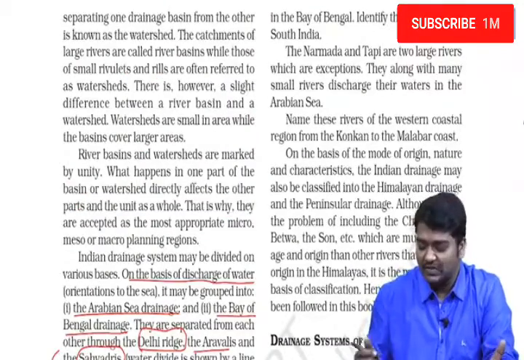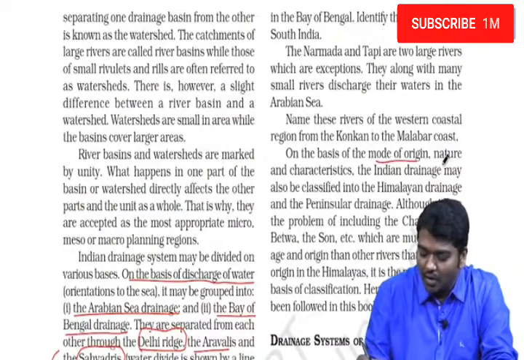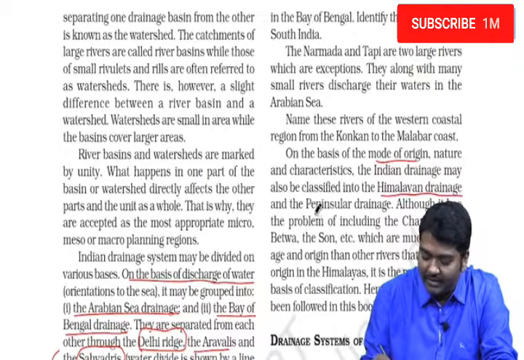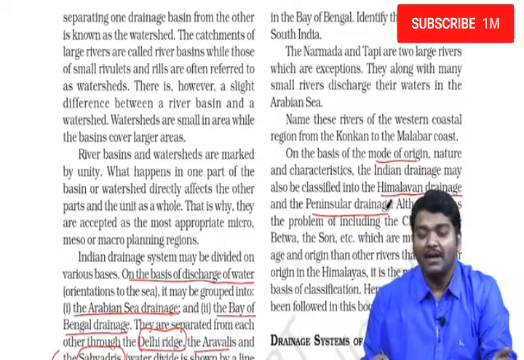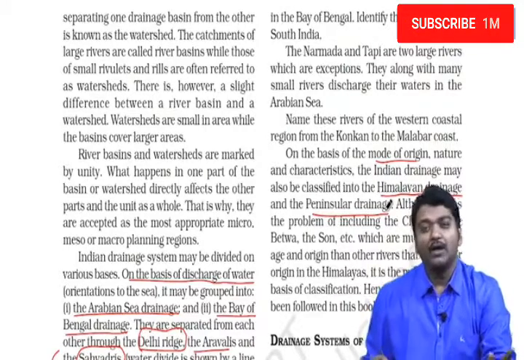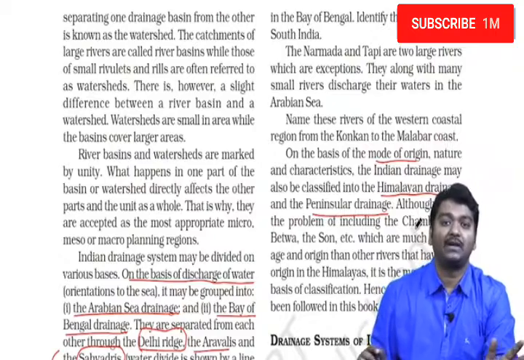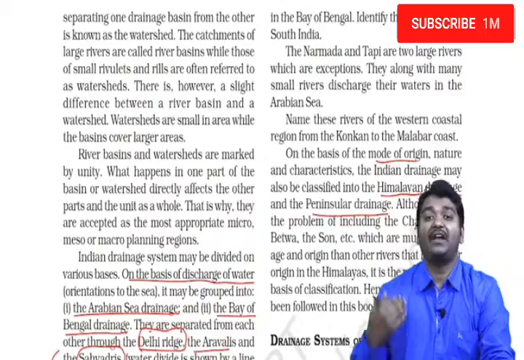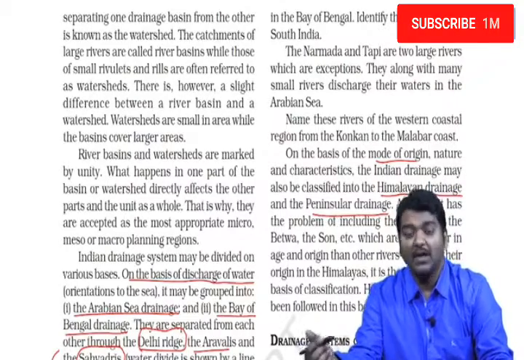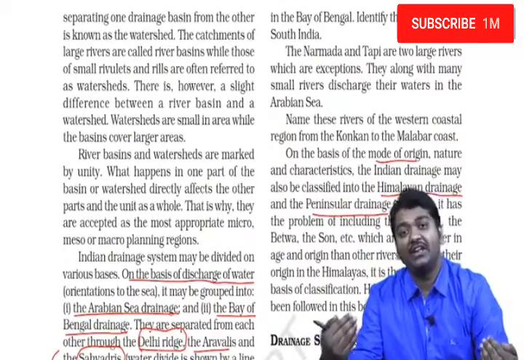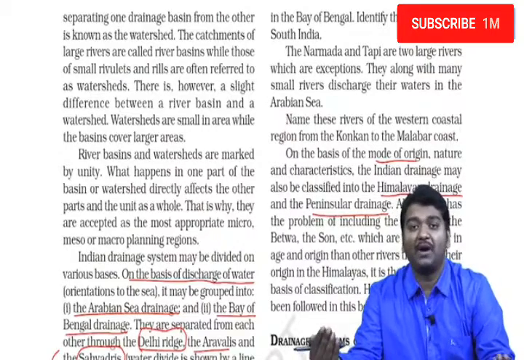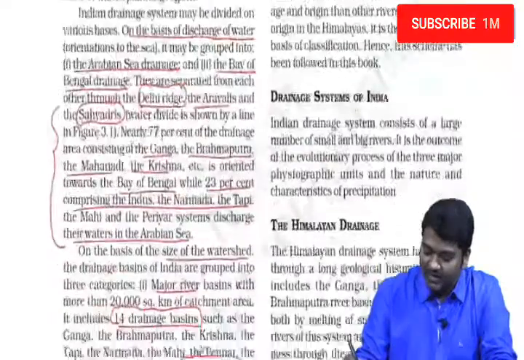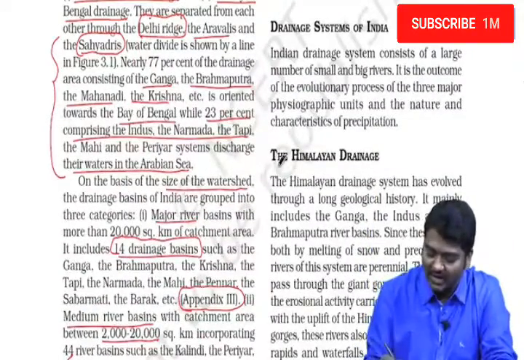Then on the basis of origin, you have old and new, or we call it Himalayan drainage and peninsular drainage. Himalayan is new, peninsular is old. Even though Chambal and Betwa are older because they actually originate near the peninsula and enter into the Himalayan system, so even though they originate in the peninsula, we put them under the Himalayan drainage system for convenience. So now let us quickly begin with the drainage system of India.